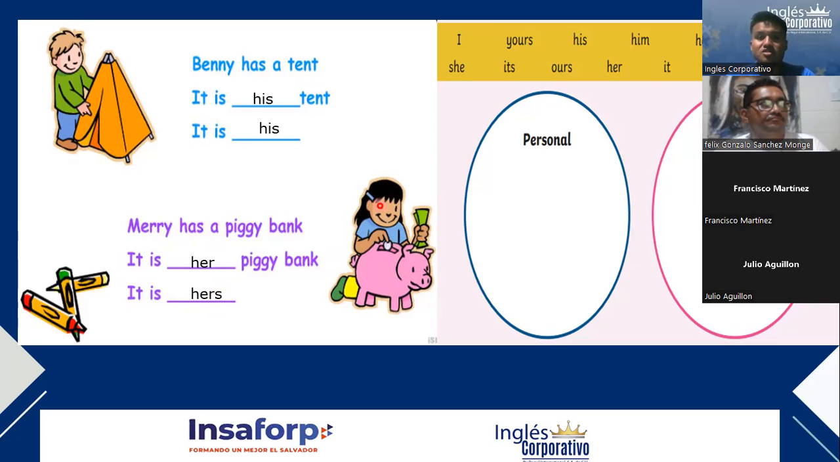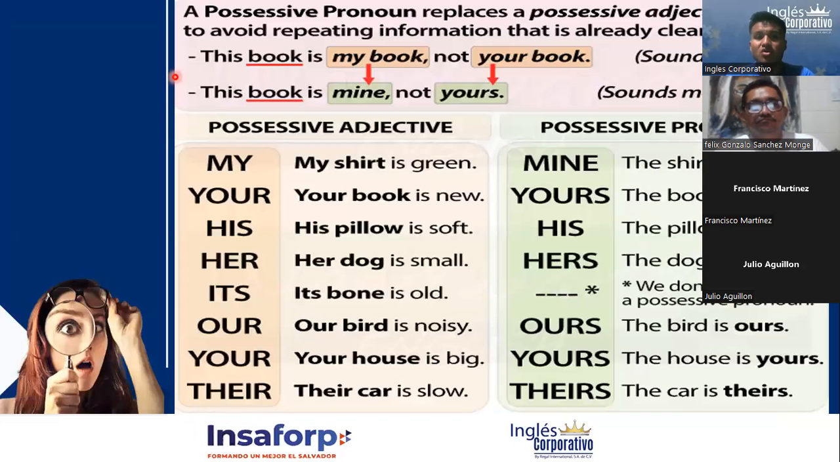Now, let's move on to another part. Let me just move to this part. I'm going to erase this one right here and we're going to move on. All right. So here we have some other examples, and as you can see, we have a small explanation. Once again, it says a possessive pronoun replaces a possessive adjective plus a noun to avoid repeating information that is already clear.